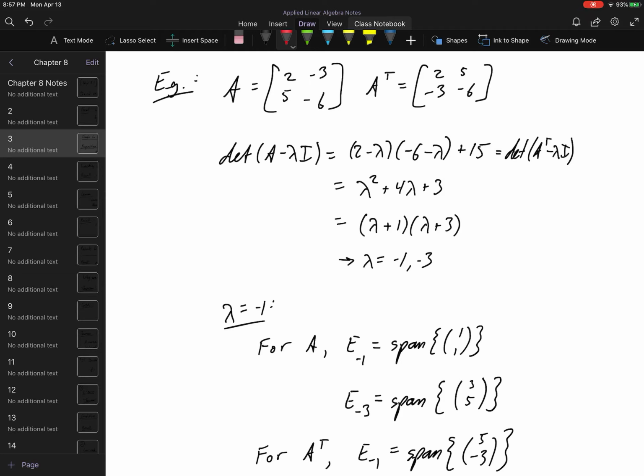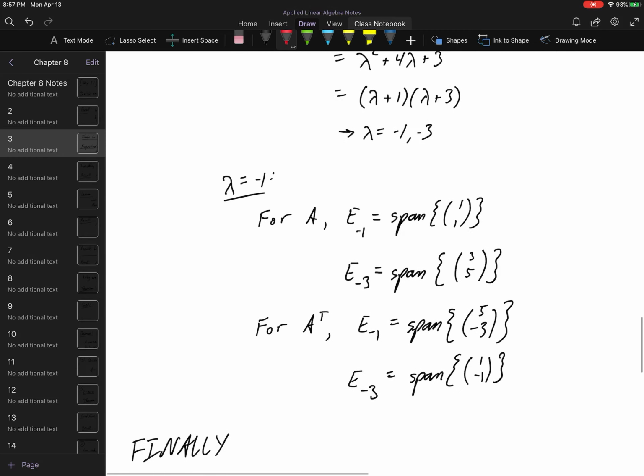characteristic polynomial, right? Between the transpose and the original matrix, all I'm doing is swapping the 5 and the 3, or the 5 and the minus 3. So I definitely get the same characteristic polynomial. And if I set this equal to 0, I show that the linear factors are lambda plus 1 times lambda plus 3. So I'll get lambda equals minus 1 and minus 3.